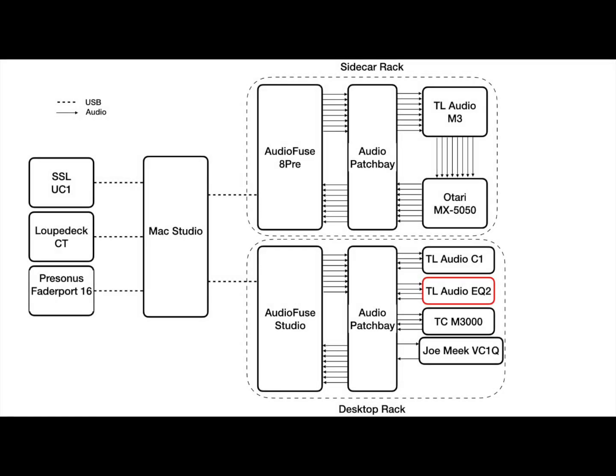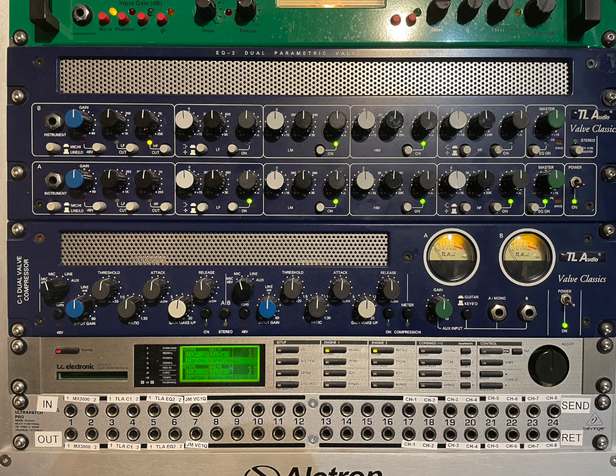Similarly then, the second item of TL Audio equipment in the desktop rack is the TL Audio EQ2. That's 2 channels of parametric EQ, each one having, let's see, we've got high and low filters. We've also got 1, 2, 3, 4 stages of full parametric EQ. Again, running through a valve stage, so it does get a little bit of that valve warmth.